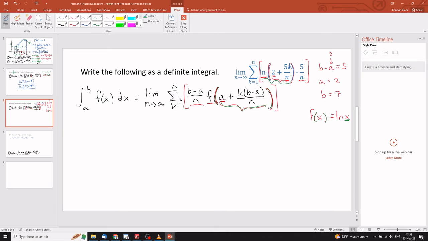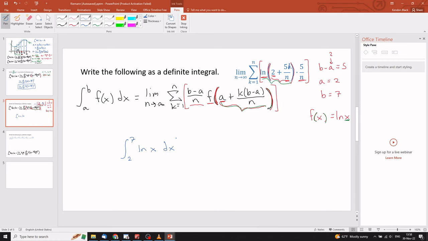Okay, so now that I have a, b, and f of x, it's very easy to write the integral. We're going to end up with the final answer: the integral from 2 to 7 of ln x dx.